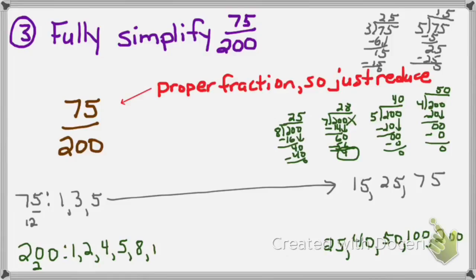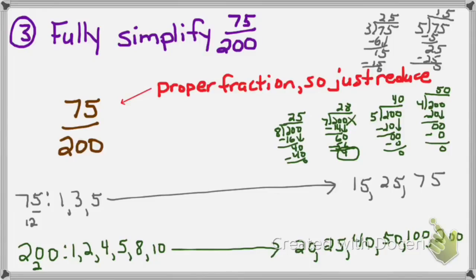Does 10 work? Has to. It ends in a 0. What's 10's partner? Well, 10 times 20 equals 200. Does 11 work? No. 12? No. 13? 14? 15? 16? 17? 18? 19? Oh, I get to 20, and those are all of my factors of 200.